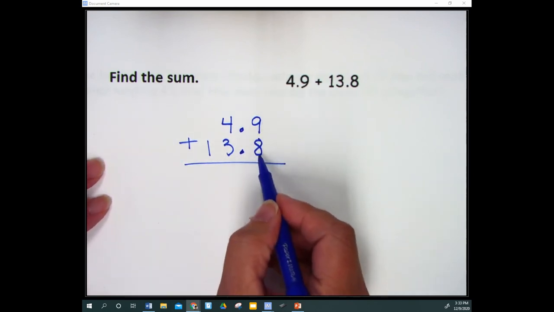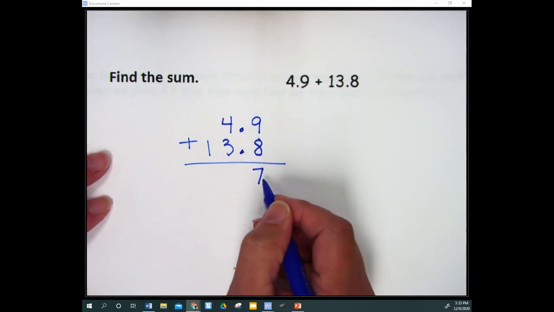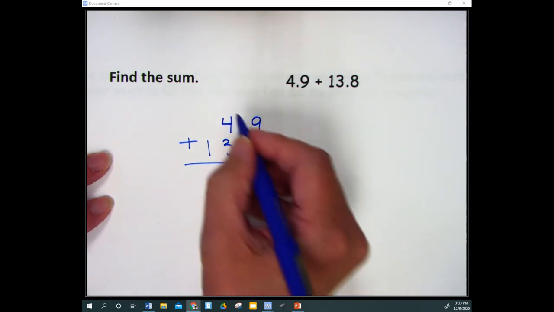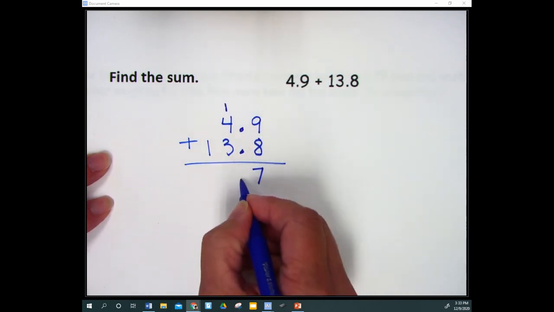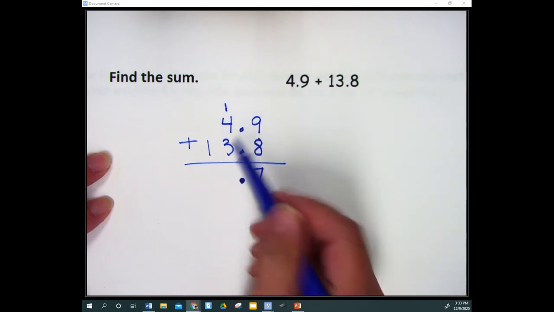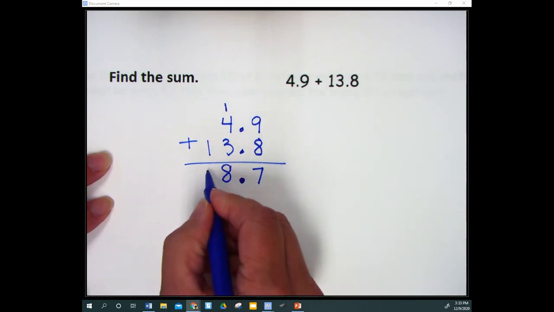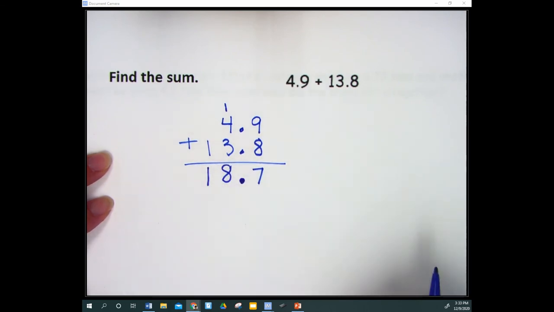9 tenths plus 8 tenths would be 17 tenths. That's the same as having 7 tenths. And then the other 10 tenths, well, that's equal to 1 whole. Now I'm going to put my decimal point right beneath in the sum here. 1 plus 4 plus 3, that would be 8. And then 10 plus nothing, that would be 10. So I have the sum 18 and 7 tenths.